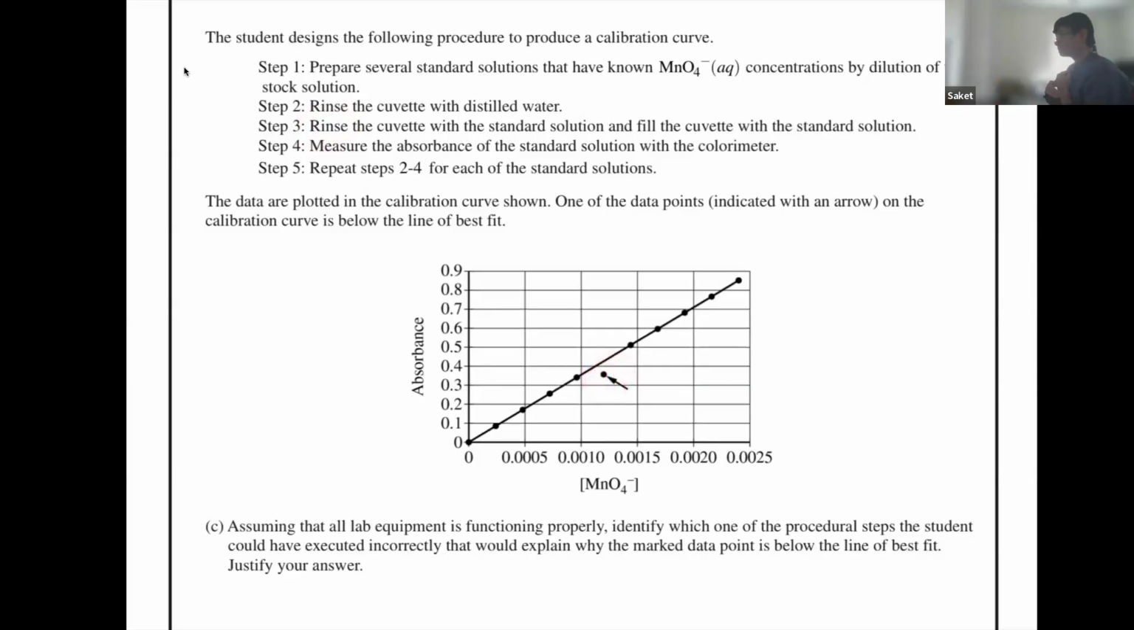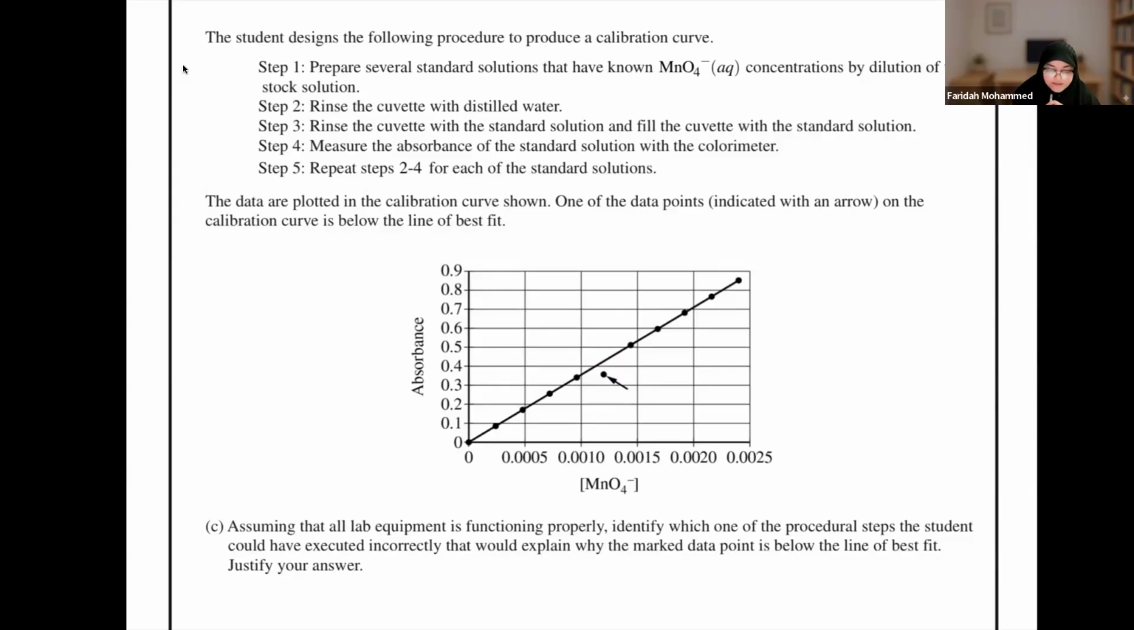Yes, Inaya. Would it count if you said in between steps 2 and 3, or did you have to give one step? You have to give one step. I just said in between steps 2 and 3, the student didn't dry it. But the drying part is not here though. Right? There is no drying. Okay, yeah, Saket. Would it be fine if I didn't mention rinsing at all? I just said that the concentration is less.